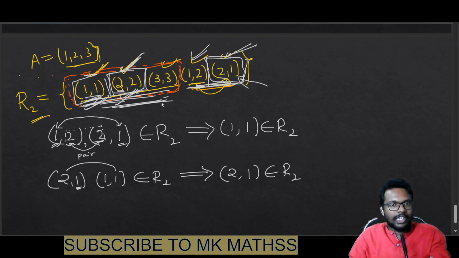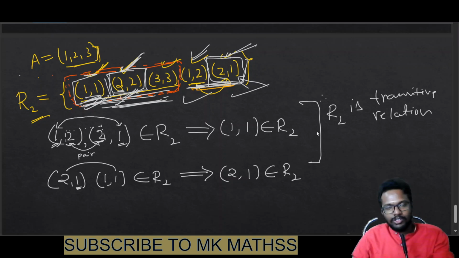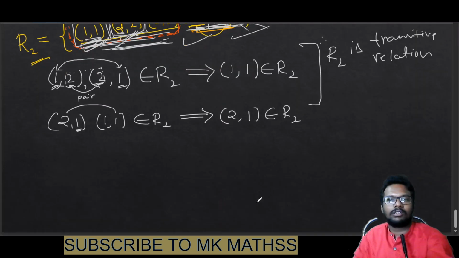So to save time, we are neglecting (1,1), (2,2), (3,3). We just verified (1,2) and (2,1). Both of these ordered pairs satisfy the definition of a transitive relation. Therefore we can say this R2 is a transitive relation. I hope you have understood the examples R1 and R2. Now let's see another example.